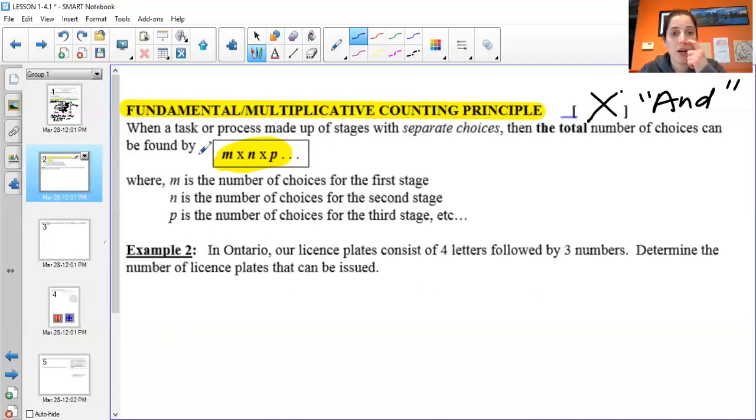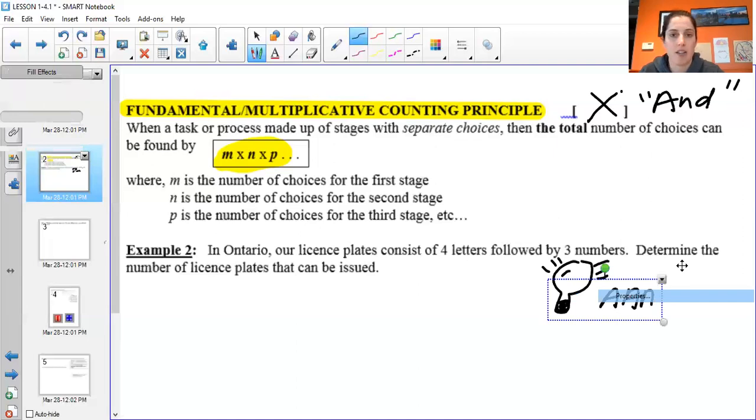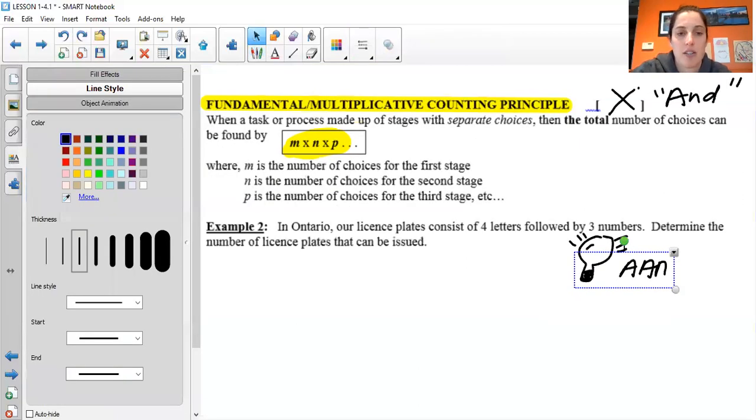So in Ontario, our license plate consists of 4 letters followed by 3 numbers. Let me think about this for a second. If I'm determining the number of license plates that can be issued, what is an example of one? Like, am I allowed to have A?